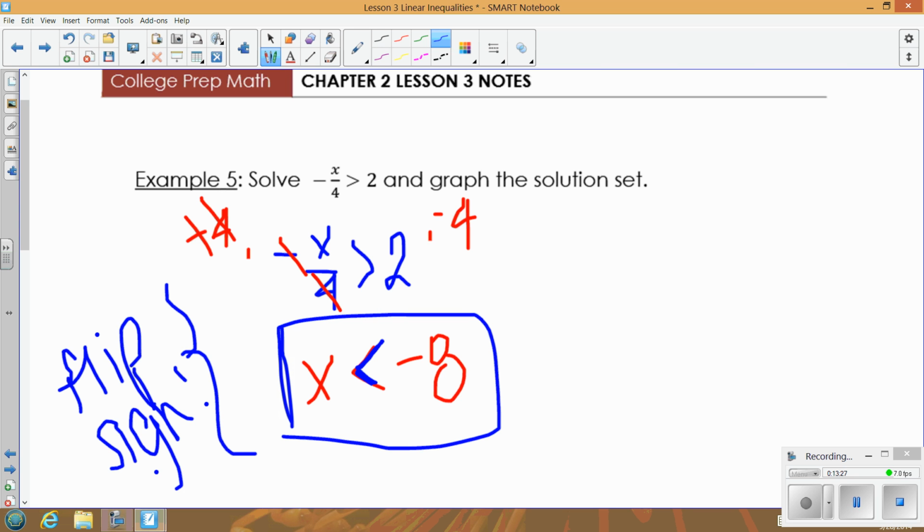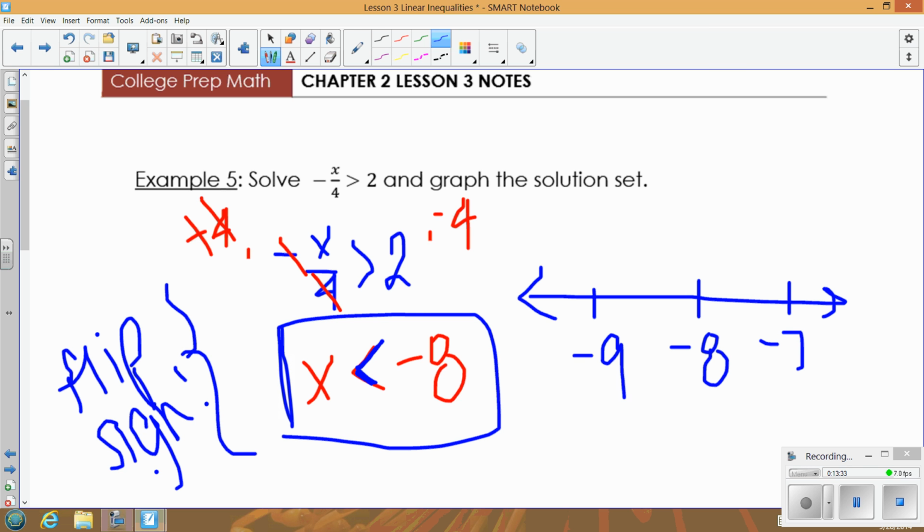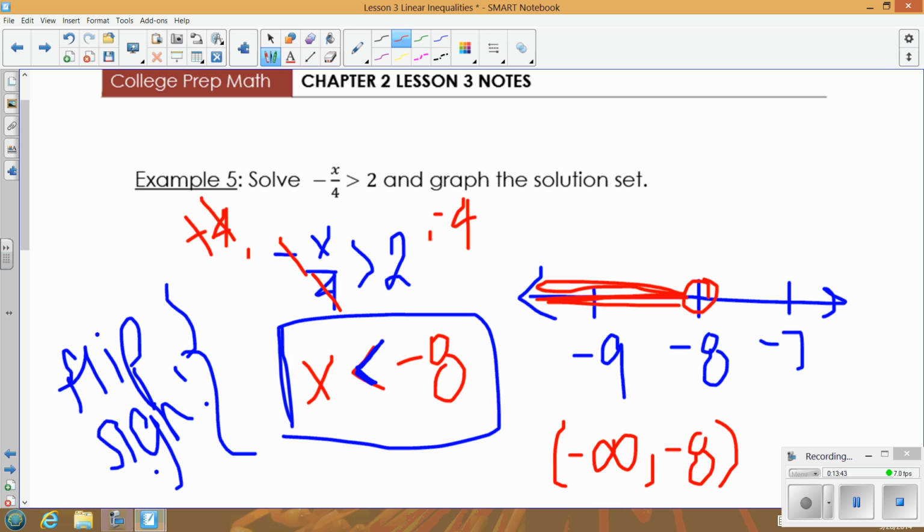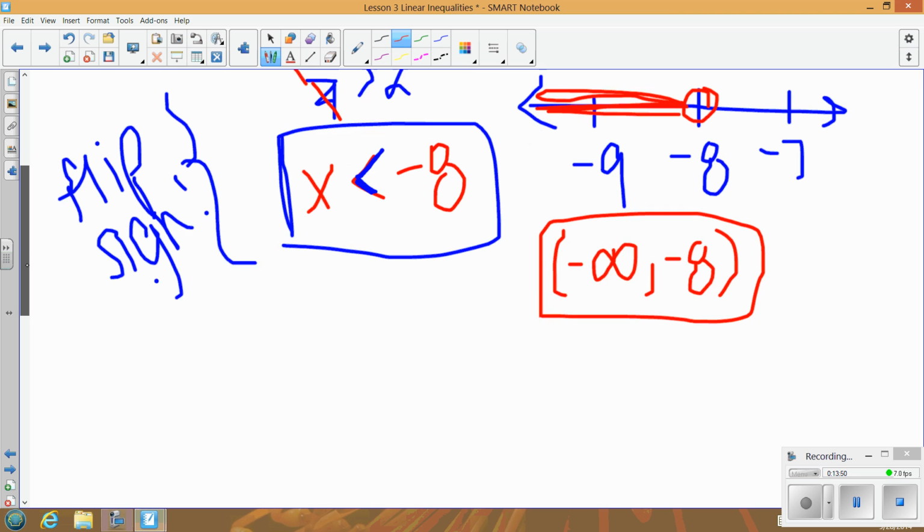And then if you were to graph this, you have negative 8, negative 7, negative 9. You're going to have an open circle, and you're going to be shading to the left. Interval notation, negative infinity to negative 8. Round brackets around both. Alright, a couple more examples of this.